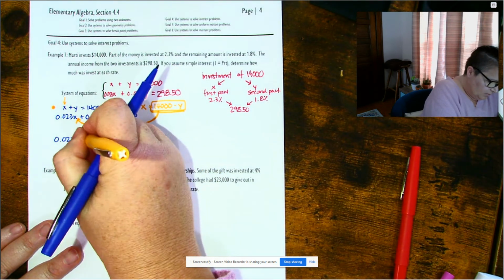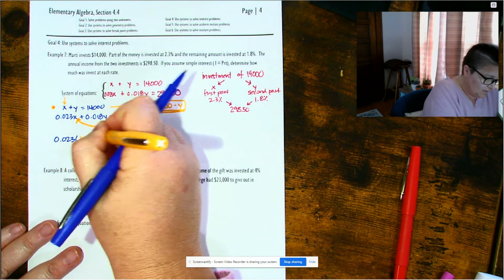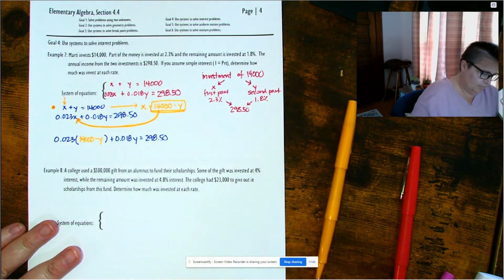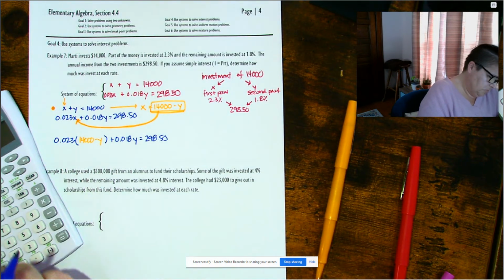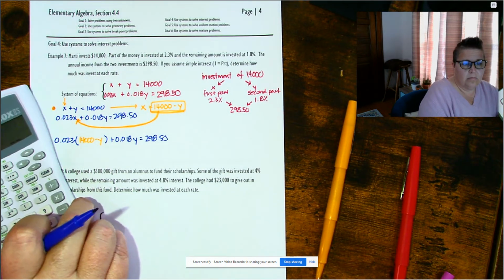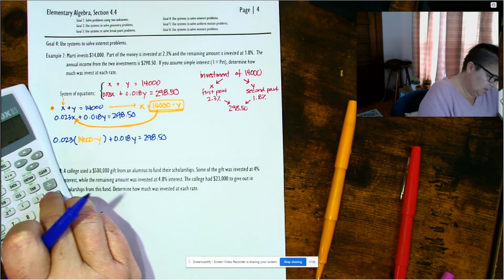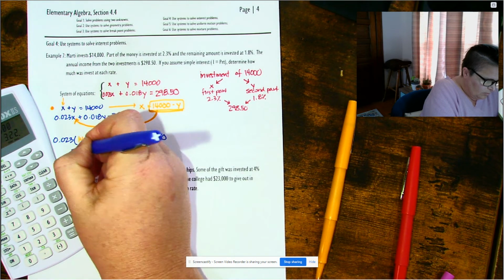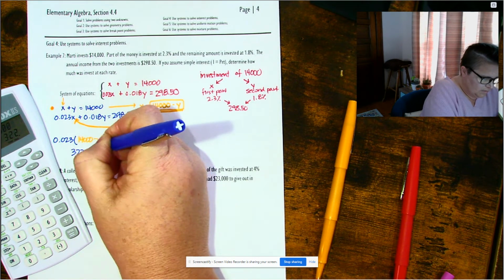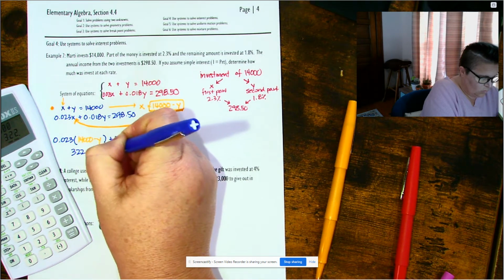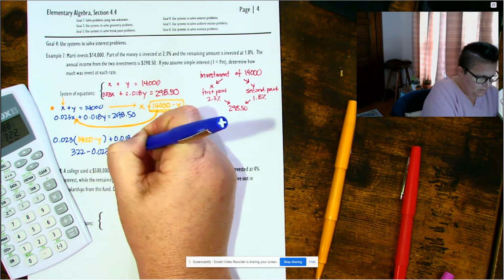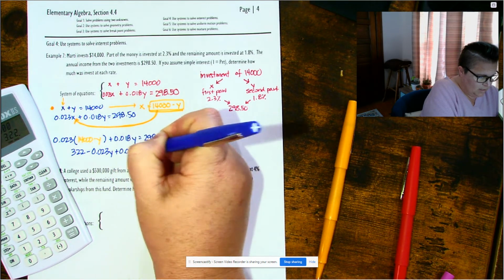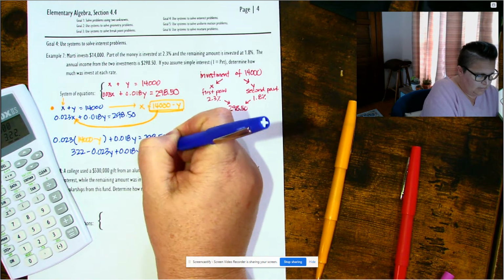So this is going to be 0.023 times 14,000 minus y. I want my calculator. Take 0.023 times the 14,000. I'm going to get 322 minus 0.023y plus 0.018y is 298.50.